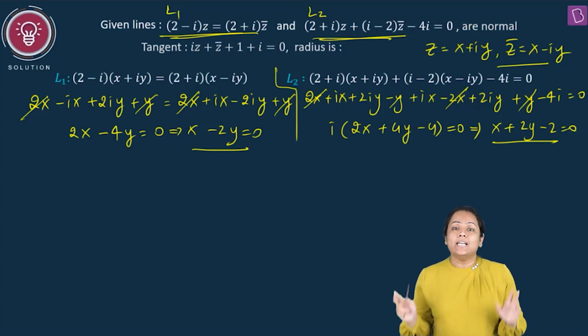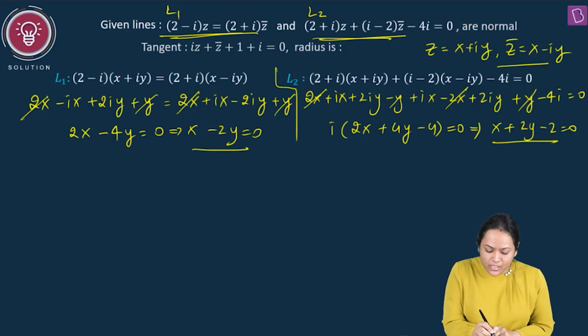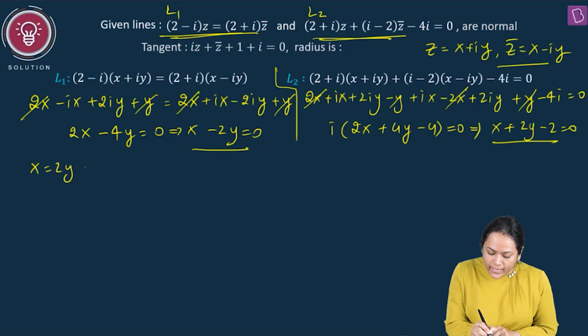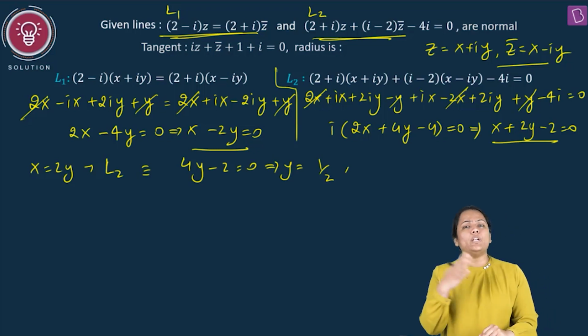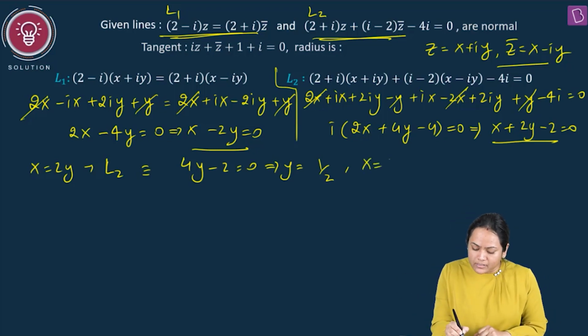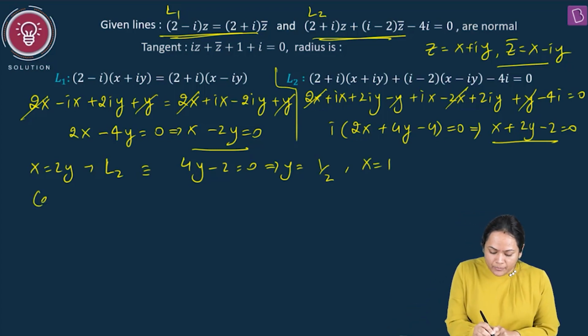I have two lines. Definitely I can solve to get the center, right? So quickly solving these two and let's find the center. So I'll substitute x is equal to 2y in my equation of L2. So it's going to become 4y minus 2 is equal to 0. That means my y value is 1 by 2. And if I put this in either L1 or L2, I'm going to get x is equal to 1. So that means I have my center for the circle as (1, 1/2).